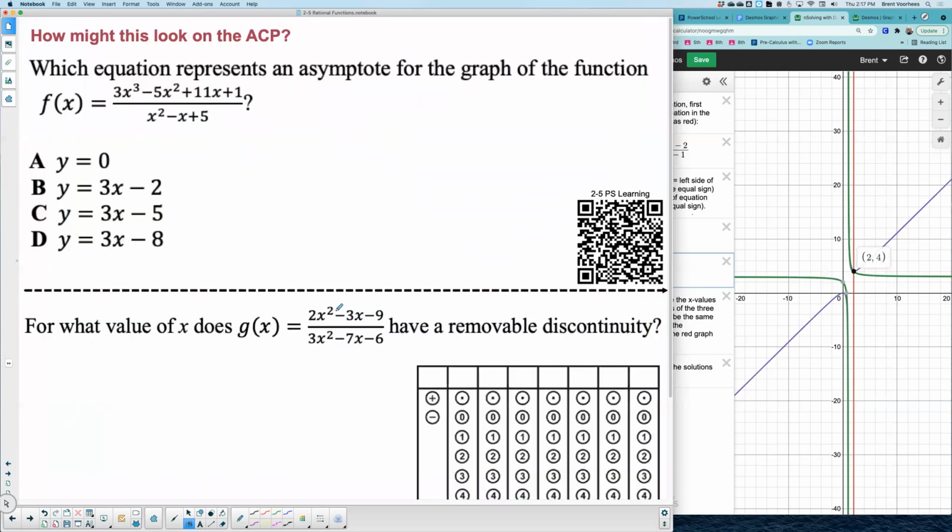Finally, let's take a look at these ACP problems. That says, which equation represents an asymptote for the graph of that function? Well, we could do this by graphing. We could also do it by hand. The algebra required is you would need to divide that. And since I don't know what x is, I would have to use long division, x squared minus x plus 5, and that would need to divide into the numerator, 3x cubed minus 5x squared plus 11x plus 1.